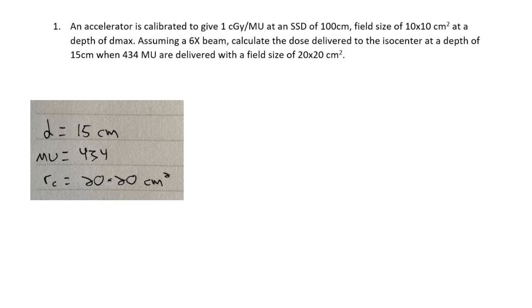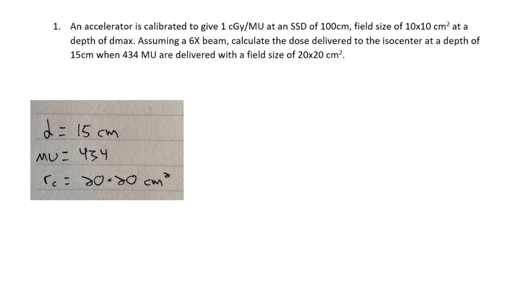20. And I also want you to notice that it says calculate the dose delivered to the isocenter, which is said to be at a depth of 15 centimeters. So whenever you see a sentence like that or a phrase that implies a similar thing, that should tell you immediately to use the isocentric or TMR formalism for this problem. We're also given the calibration condition to be at an SSD of 100, with the field size 10 by 10 at a depth of D max, which is not an isocentric calibration.